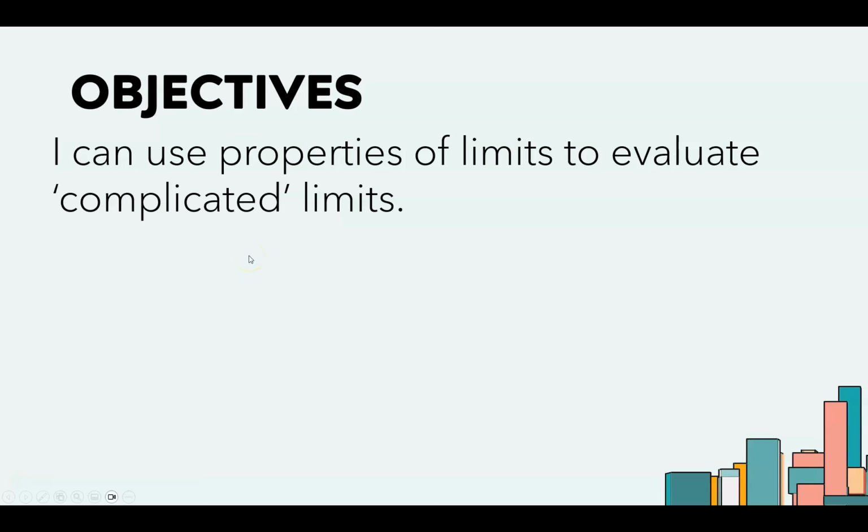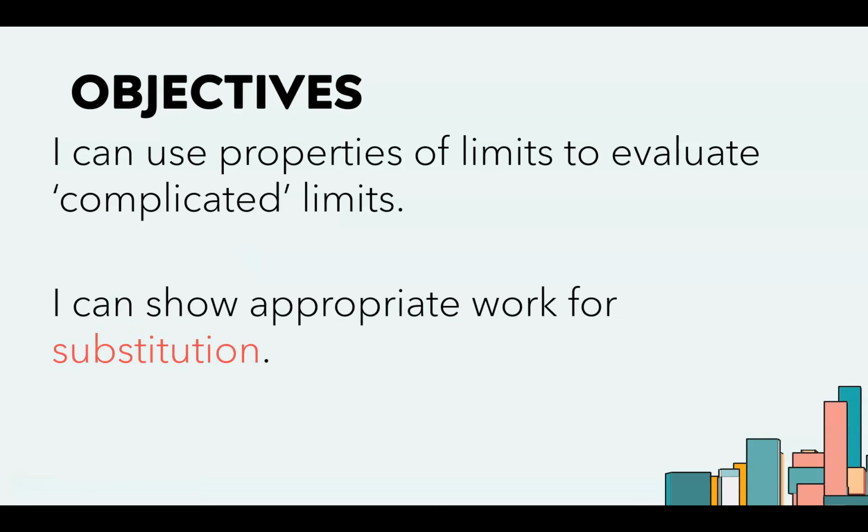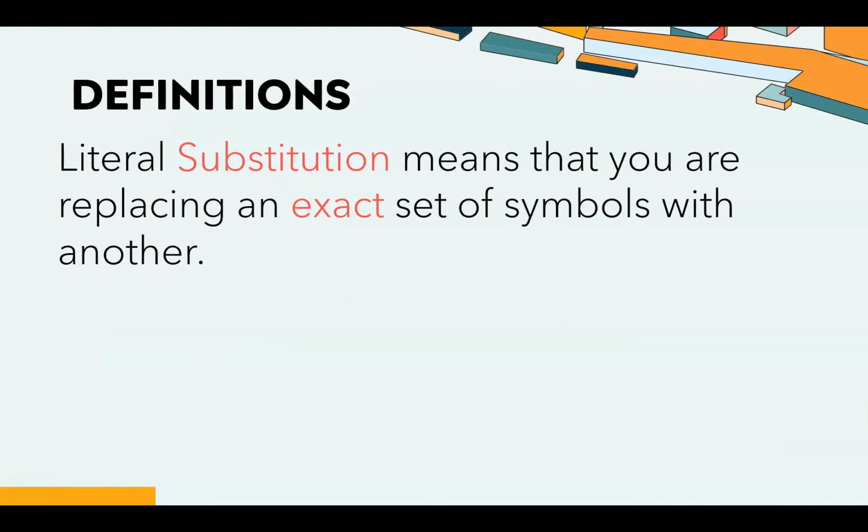And by putting quotation marks there, I'm telling you complicated does not mean actually complicated. It means technically more complex in this sense. There shouldn't be anything today that looks super crazy. The real thing we're focusing on here is showing appropriate work for substitution. Because if you're not showing the appropriate work for substitution, especially on this problem set, you're not thinking about what you're doing. You're just looking at the numbers and taking a super educated guess. So we're going to be doing literal substitution, meaning you are replacing one set of symbols with another set of symbols, and you have to have the exact set of symbols.